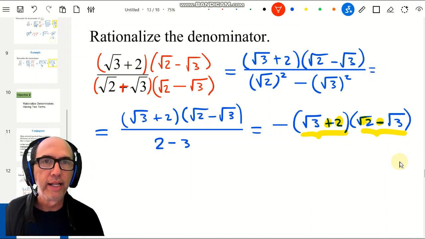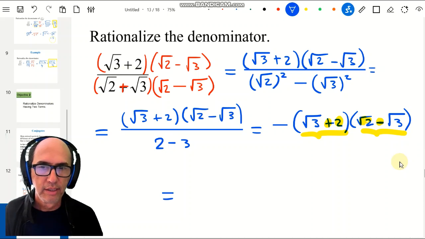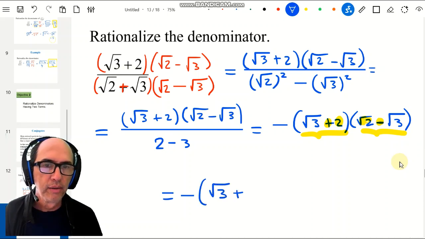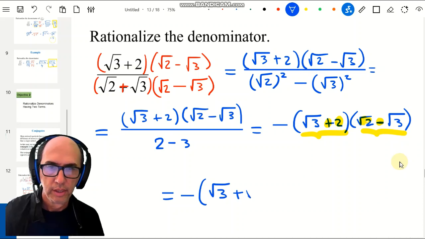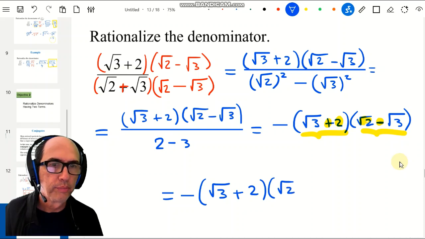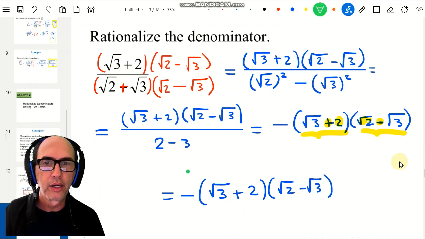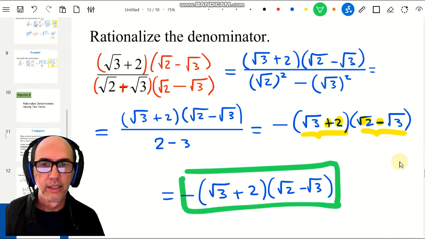We cannot simplify this any further. The final answer will be negative square root of 3 plus 2 times square root of 2 minus square root of 3. That's going to be the final answer because you actually cannot simplify any further.